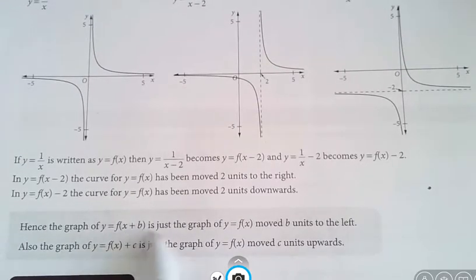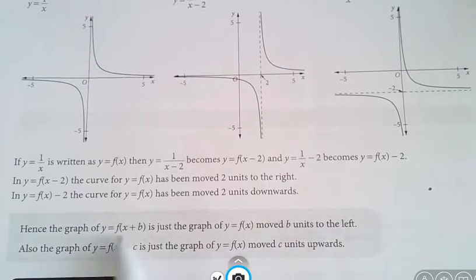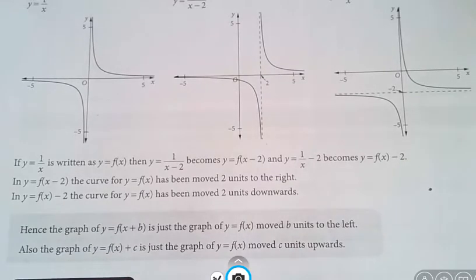The graph of the function of x plus b is just the graph of the function of x moved b units to the left if b happened to be positive. All right? And the function of x plus c is just moved c units upwards. But if c was negative, it would be moved downwards.